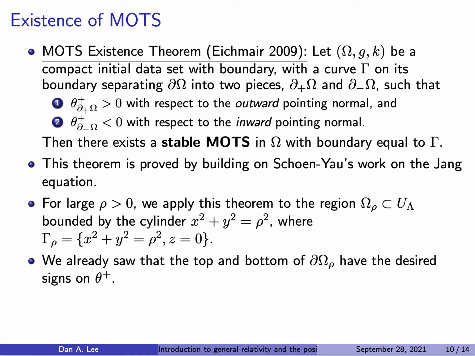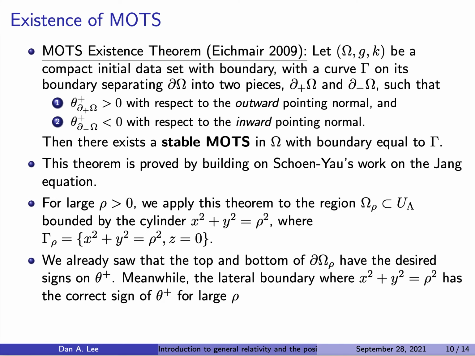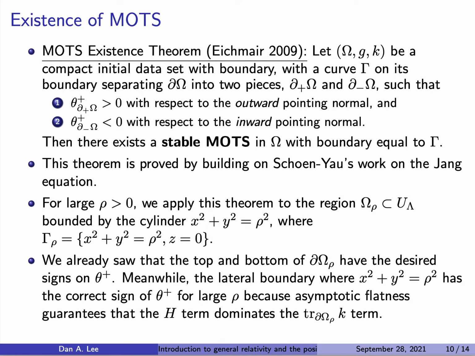Okay, so we already saw, as I mentioned, that the top and bottom of this are basically just in those planes, and those planes have the desired signs. So those have the right signs. So we just have to make sure that we have the right signs on the cylindrical boundary. So the lateral boundary, where x squared plus y squared equals rho squared, that also has the correct sign for large rho. And the reason for that is because asymptotic flatness guarantees that the h term dominates the trace k term. So remember, theta plus is equal to h plus trace k. And the asymptotic flatness tells us about basically the behavior of these terms, and you can see, okay, the h is going to dominate, so that's how you know that the h is positive for the outward pointing normal, and it'll be negative for the inward pointing normal.